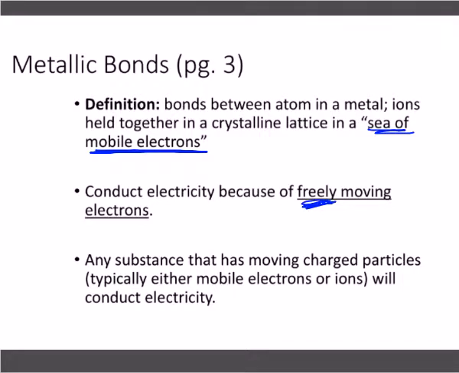What do you guys know about metals in general? They're good what? Conductors, right? When we talk about plugging something into an outlet, what's in that wire? It's a piece of metal, probably copper. Okay? It allows those electrons to move. That's all electricity is: moving, flowing electrons. Okay? Any substance that has moving charged particles, mobile electrons or ions, will conduct electricity. Ions are going to be a big thing that we will talk about a little bit in this unit, but later on as well.